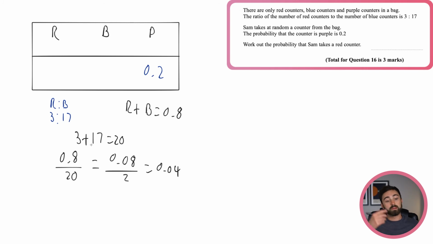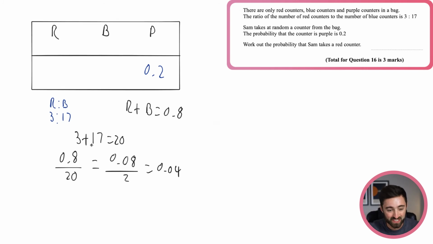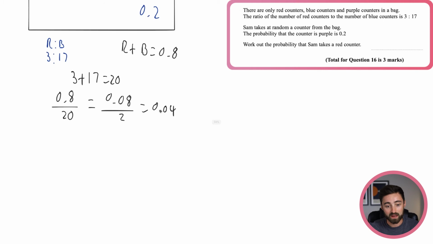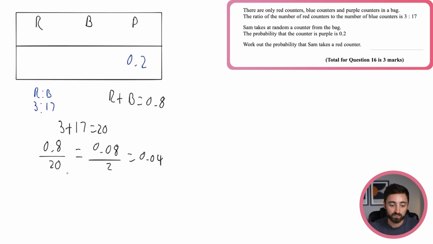Red has 3 of them, blue has 17 of them. Okay, so 3 times by 0.04 is going to be the red, right? So what's that going to be? So essentially 4 times 3 is 12, right? So you can just shift the decimal point, and this is going to be 0.12. So that's the red.